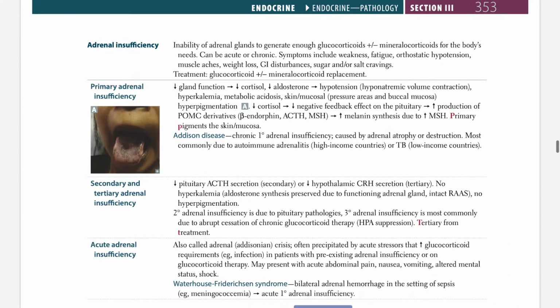Then we have adrenal insufficiency. As the name suggests, there is an inability of the adrenal gland to generate enough glucocorticoids, plus or minus mineralocorticoids. Again, glucocorticoid is your cortisol, mineralocorticoid is your aldosterone, for the body's need. It could be acute or chronic. Symptoms include weakness, fatigue, orthostatic hypotension, high yield.